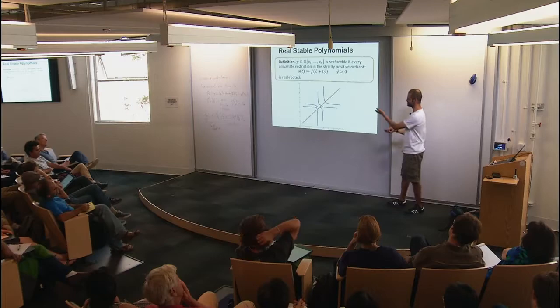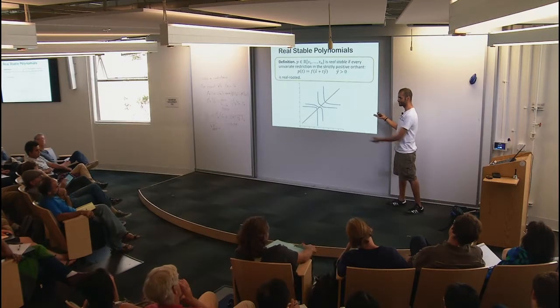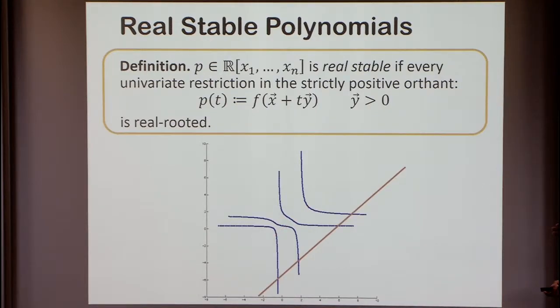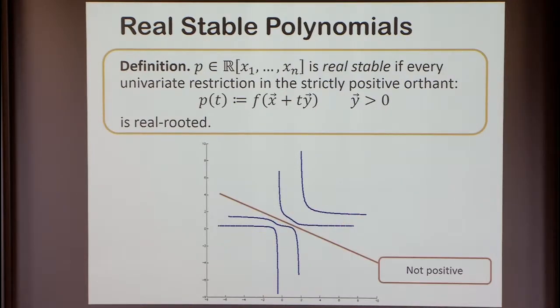So the picture is just this. You take a bivariate polynomial. Its roots are some sort of curves in the plane, and when you look at these restrictions in the positive orthant, the real restriction, these should all intersect in the right number of places. We don't care about what happens in restrictions in other directions. So certainly a univariate polynomial that's real stable is real rooted, because it has only one restriction, which is itself.